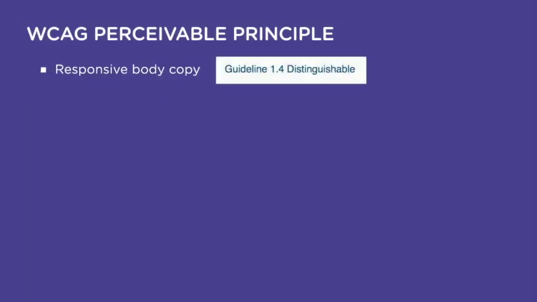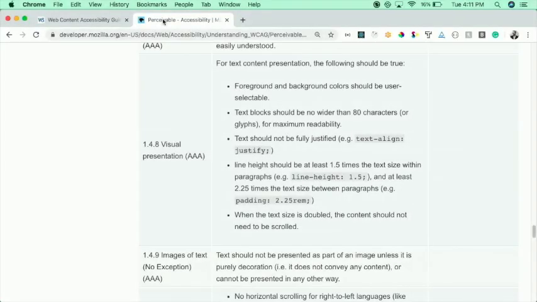As for the visual presentation of text, the AAA requirements offer pretty solid design recommendations for responsive body copy. Keep your text a maximum of 80 characters per line. Don't justify body copy, and provide sufficient line height, at least 1.5 times the text size within paragraphs, and at least 2.25 times the text size to create space separating paragraphs.